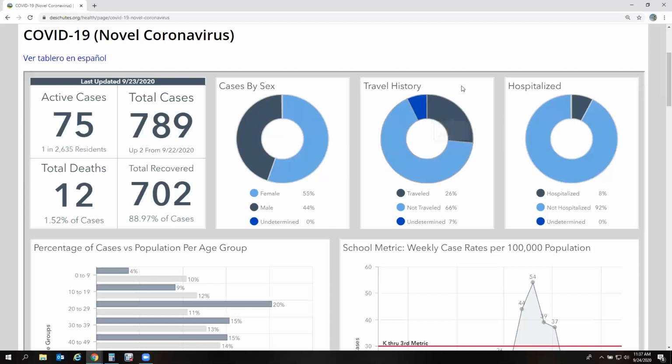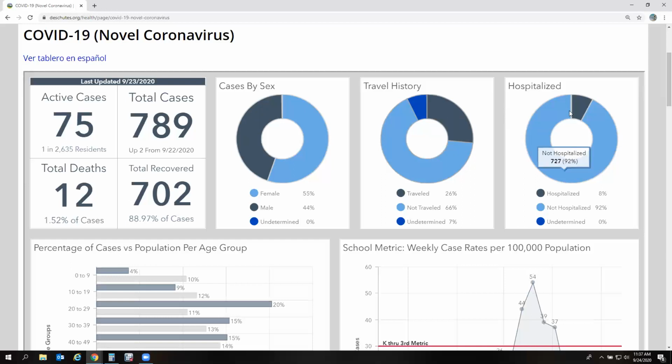Same goes for travel history. So this is the percentage of our cases who reported to our team that they had recent travel outside of their home area within their exposure period. So that's usually around 14 days before their symptom onset or before their positive test. So this gives you an idea over time what percentage of our cases report that they've traveled.